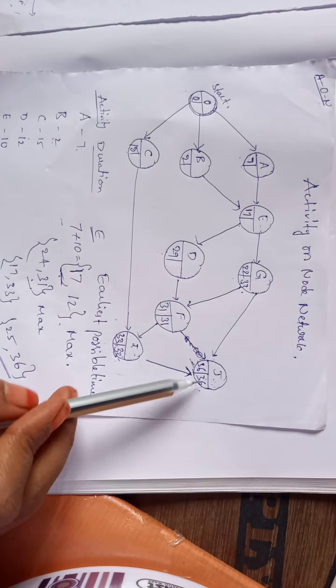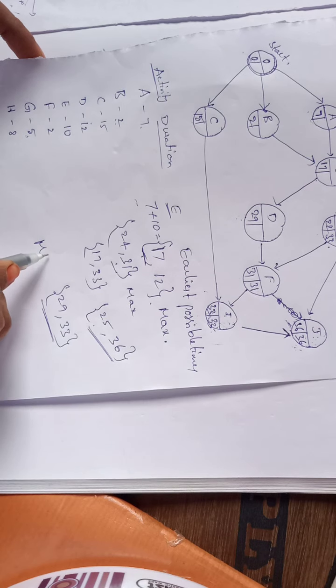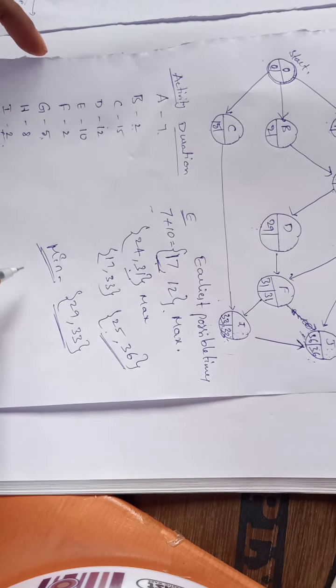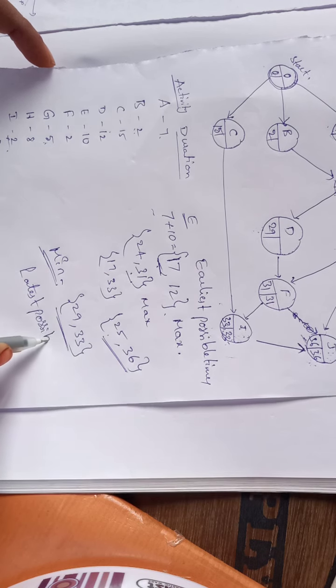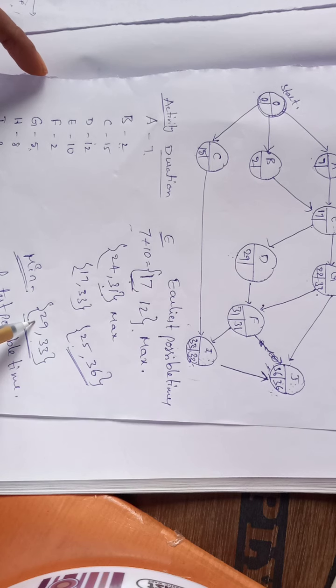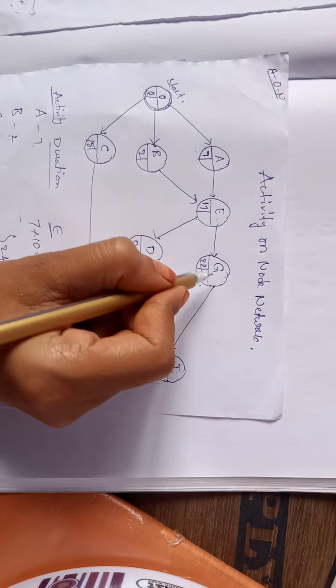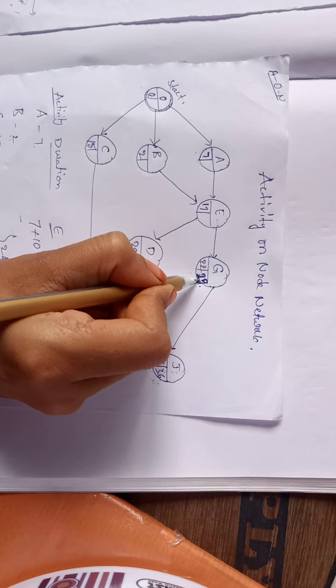And also from this path if you are going, that is 36 minus 3, that is 33. So among these two values we need to take the minimum value. For our latest possible time, we need to take the minimum value. So for that minimum, as the 29, we need to write this value of 29 for the activity G.